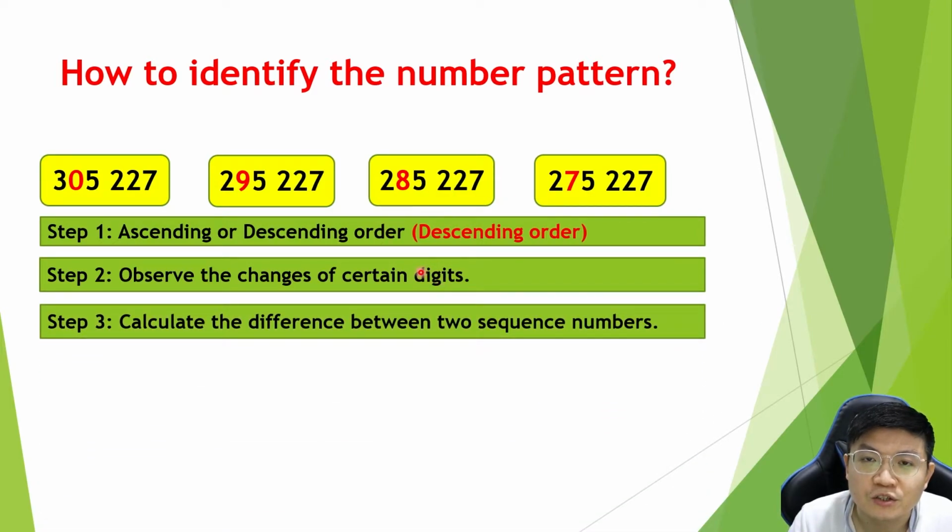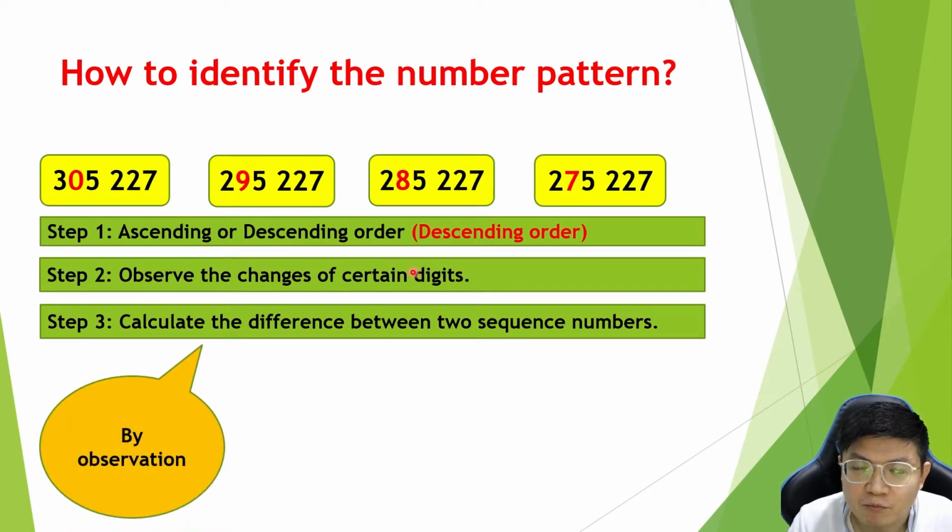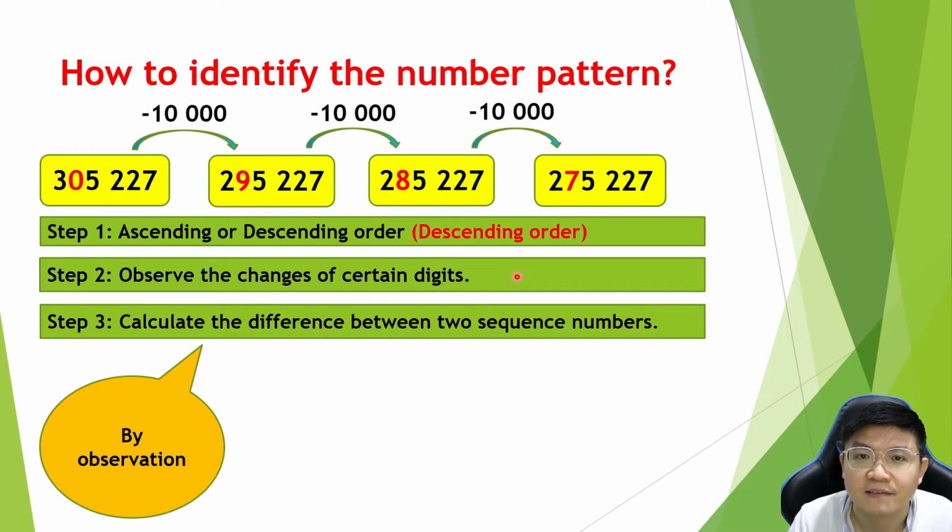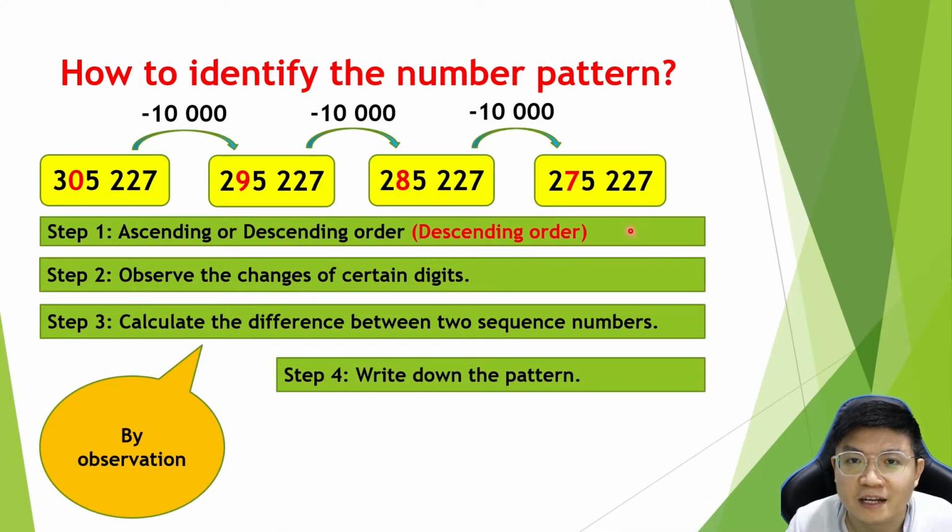So third, you need to calculate the difference between two sequence number. So in this case, same, you no need to do, by observation you know it's actually by 10,000. And this is the descending, so it's actually minus 10,000. Minus 10,000, minus 10,000. So how do you write the number pattern?